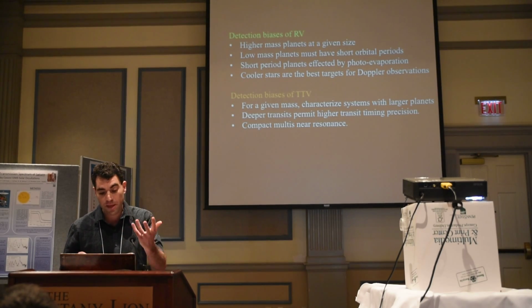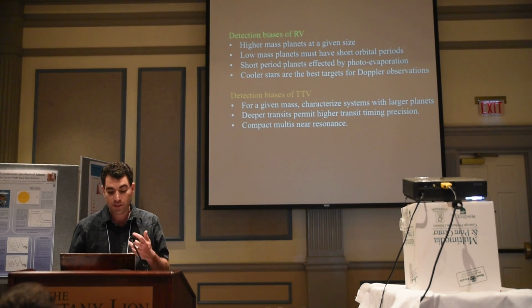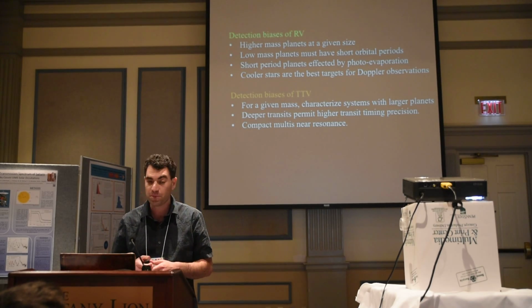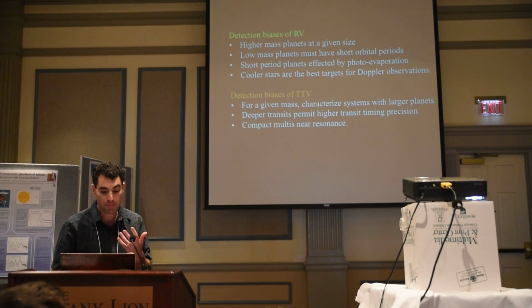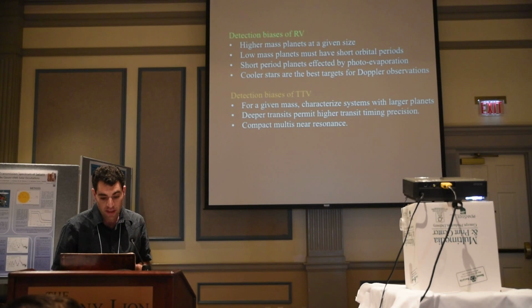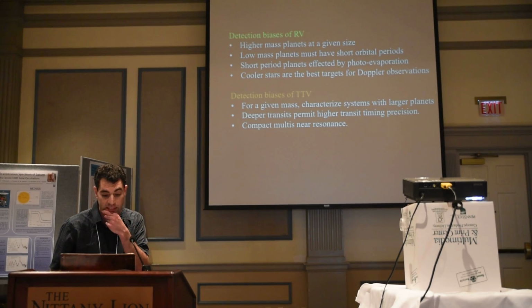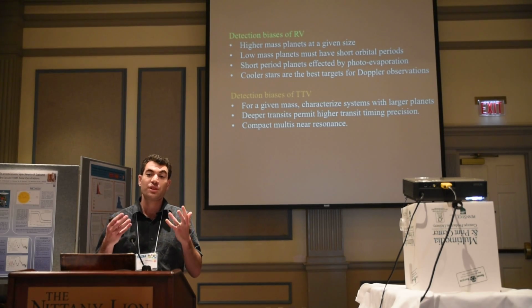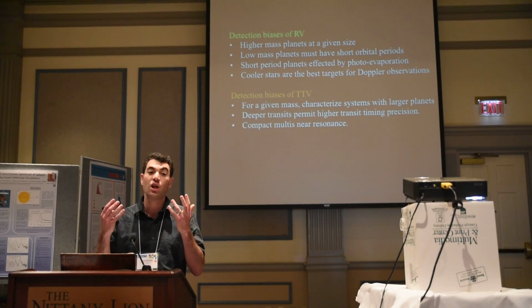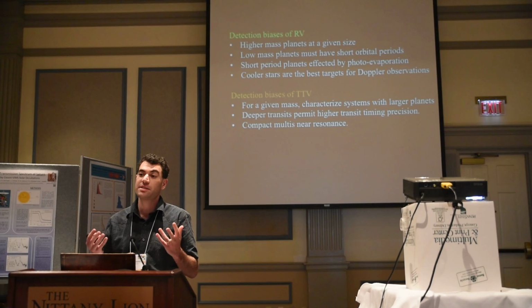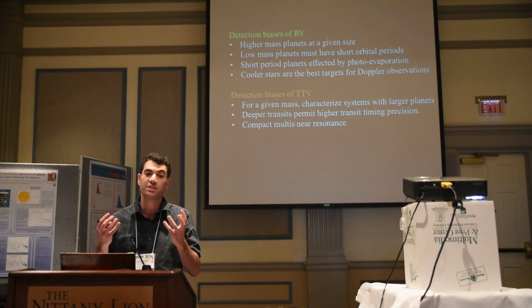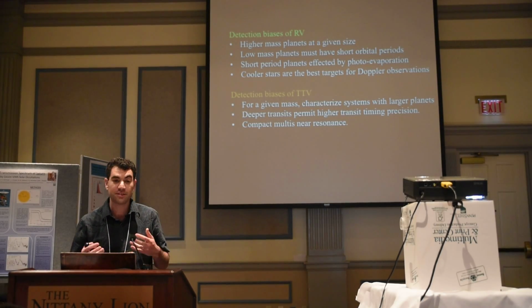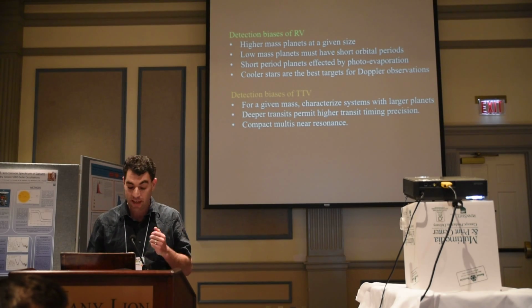And also, this might be a population level bias. The coolest stars are the best targets for Doppler observations. It may be different by spectral type. So for TTV, we also have biases in TTV. For a given mass, we characterize systems with larger planets. There is a bias towards lower densities, because the larger planets have got the deeper transits, the more well-characterized transit light curves. And so those are the best systems to do a TTV analysis on.